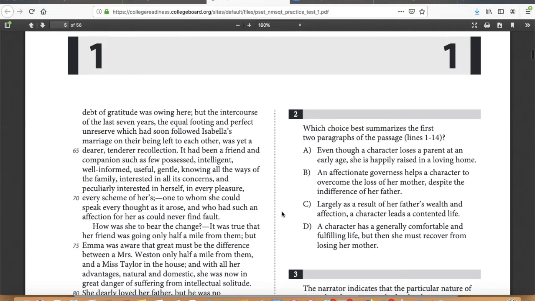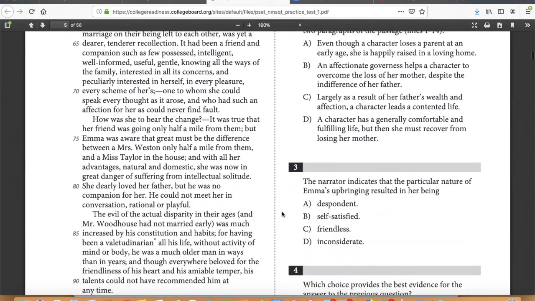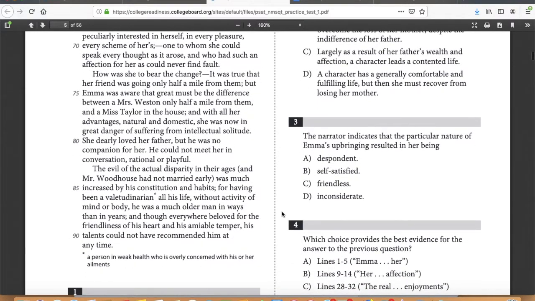Like right now, I'm reading Pride and Prejudice, and I've noticed that Jane Austen loves to restate stuff in different ways.